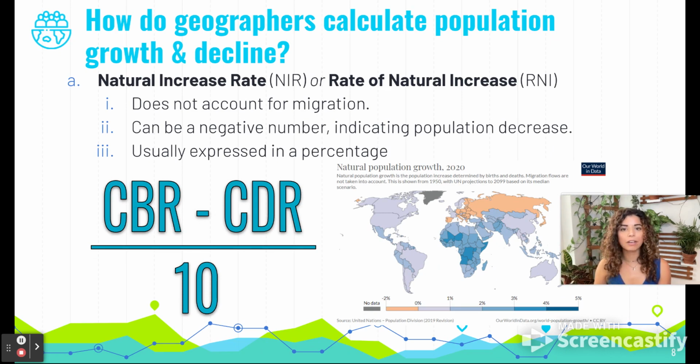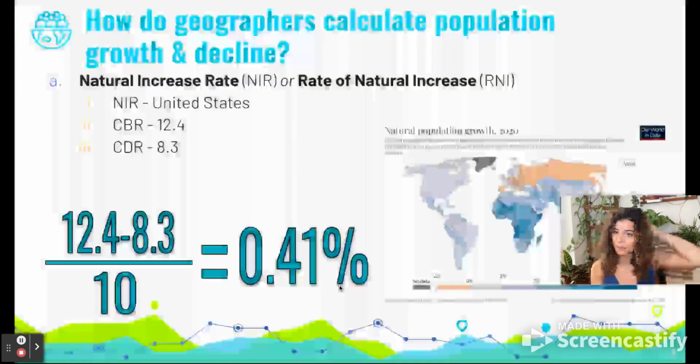It can be a negative number, which means that the population is decreasing. If there are more deaths than births happening, then that population is decreasing, so the rate of natural increase would be negative. It's usually expressed as a percentage. So it's CBR minus CDR, divided by 10.